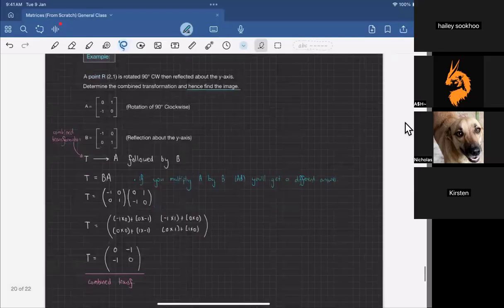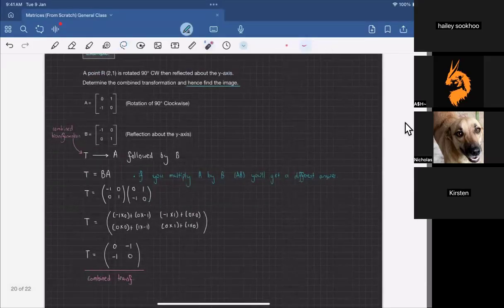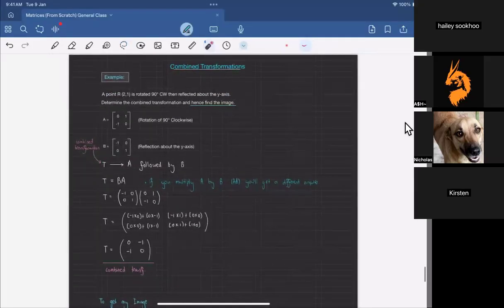So if I wanted to see if this transformation is correct, by the way, does anybody remember the golden equation? How do we get the image? Multiply two things. Does anybody remember? How do I get the image? Haley. Oh, Nicholas, I see you on mute. Tell him. Transformation matrix by the object. Yes.